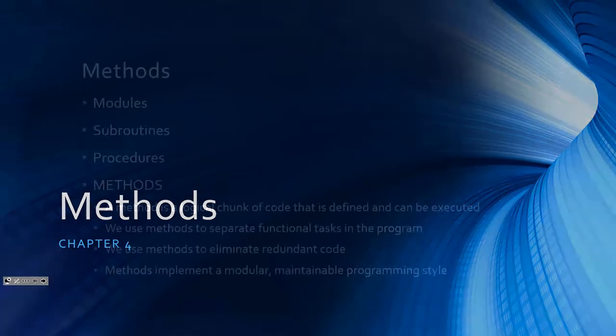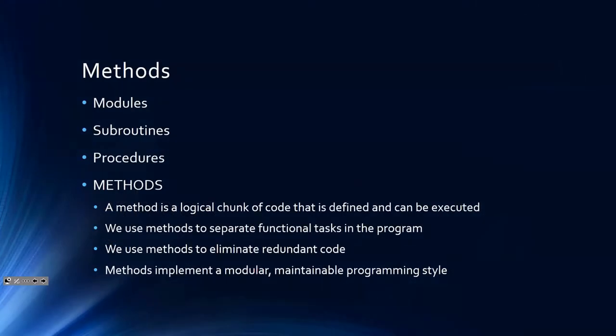So methods, what are methods? Well, methods are modules or subroutines or procedures or whatever you want to call those little sub-programs that we have to create in any kind of programming language. So I like it because basically a method is a logical chunk of code that's defined and can be executed. We use methods to separate functional tasks in our program. We also use methods to eliminate redundant code. And methods help us to implement modular, maintainable programs.